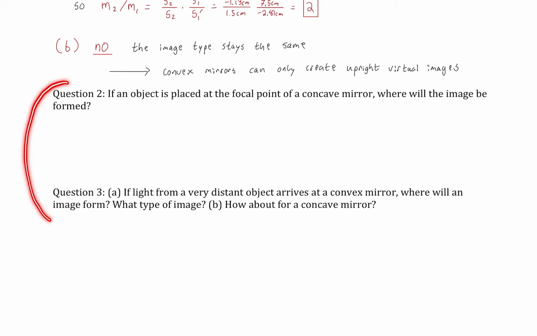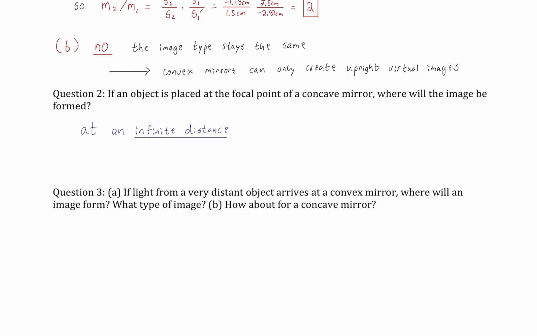I think that's my goal of these 2 concept questions. So concept question 2: if an object is placed at the focal point of a concave mirror, where will the image be formed? Okay, so we'd have a concave mirror, we've got a focal point, and I'm going to put my object right there. How would you follow the rules of ray tracing in that case?